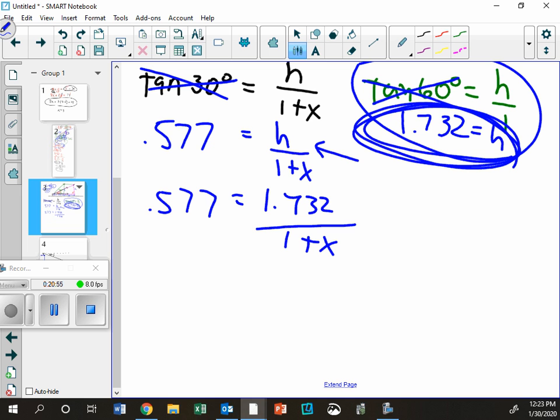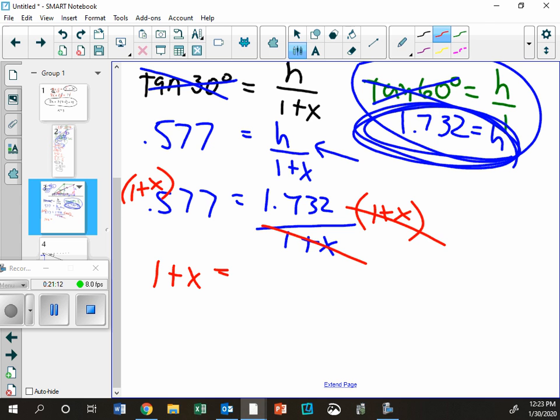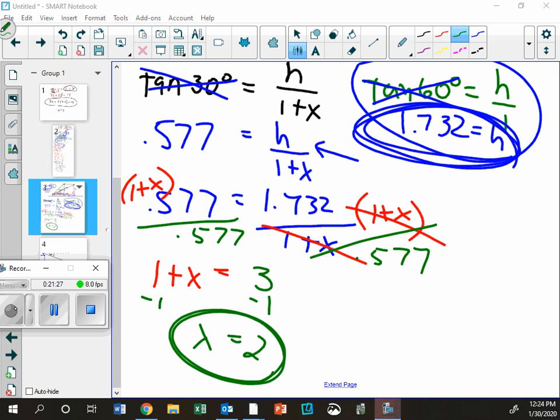And then I can multiply both sides by 1 plus x. And that cancels that. And now I'm going to divide both sides by 0.577. And you might have done it a different way. Let's just see if we got the same answer. So I'm going to take my calculator, pausing for a second. All right. So I got x equals 2.